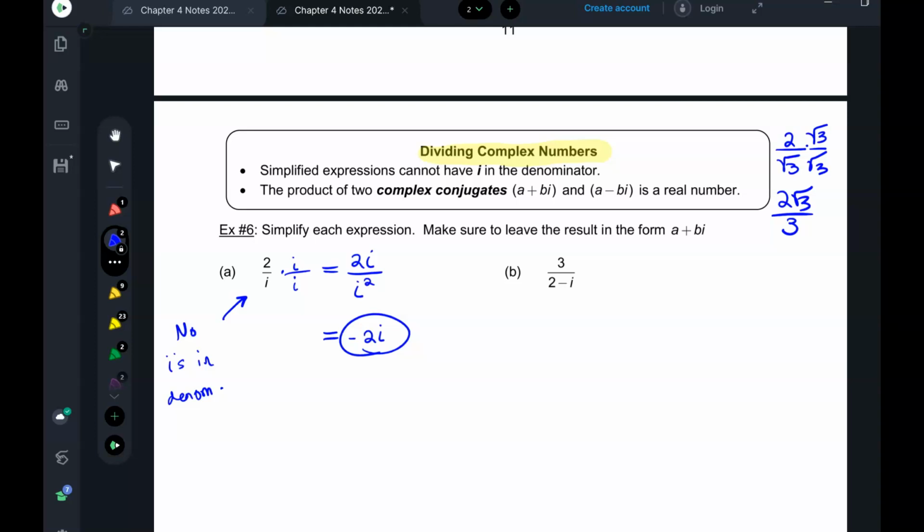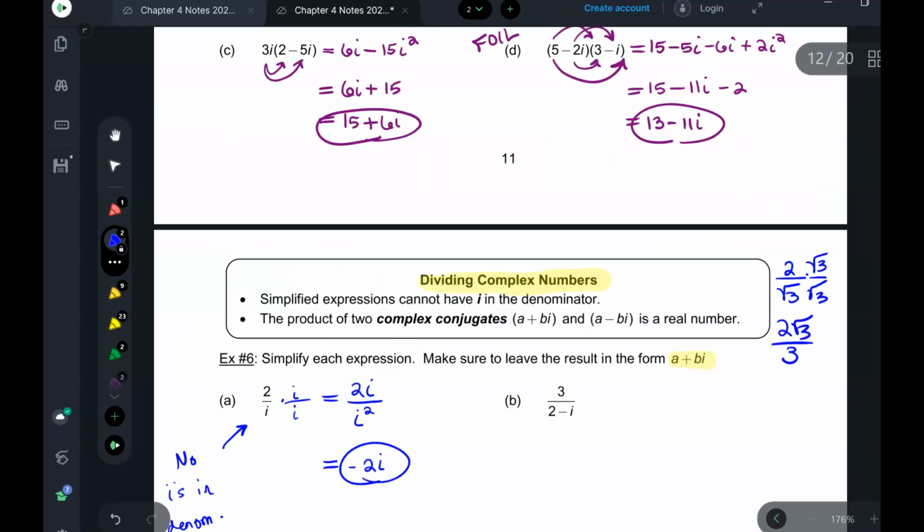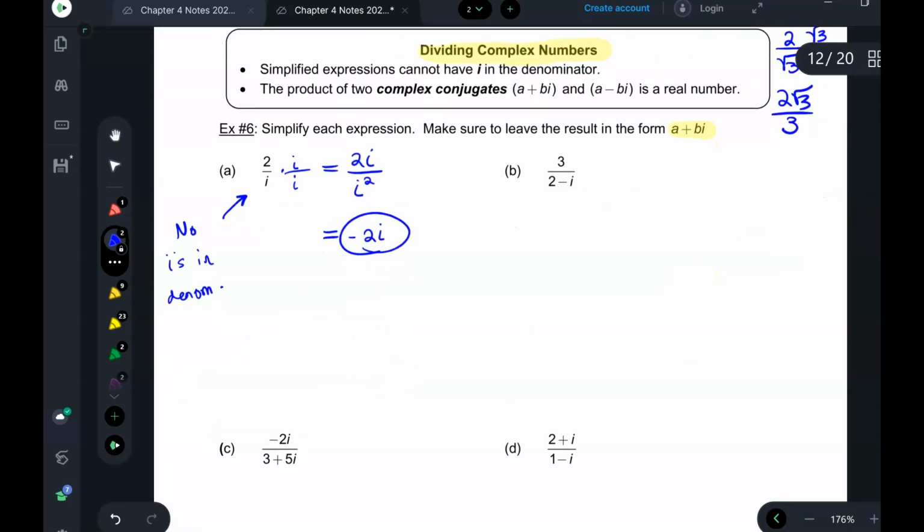All right. Again, make sure your answer is always in a plus bi. Okay, next what we're going to do. You remember multiplying by conjugates when we had radicals? Conjugate? Not something we remember?